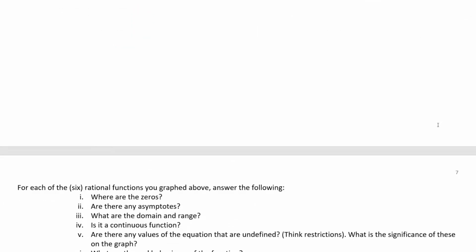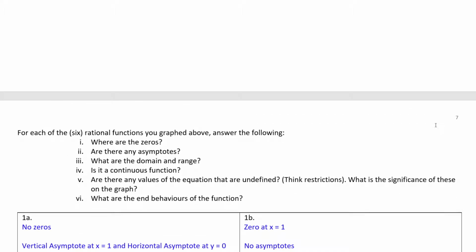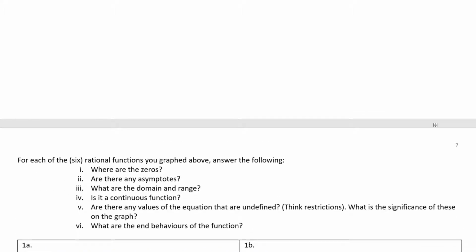So on the next page, it asks you to take a look at all these graphs, right? And start answering these questions. For each of the 6 rational functions you graphed above, answer the following. Where are the zeros? Are there any asymptotes? What are the domain and range? Is it a continuous function? Are there any values of the equation that are undefined? And what is the significance on the graph? Then also, what are the end behaviors of this function?